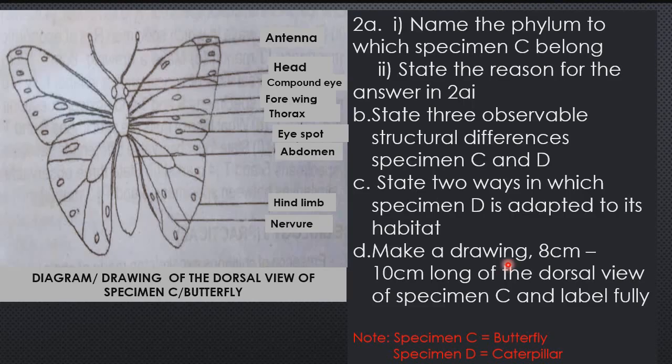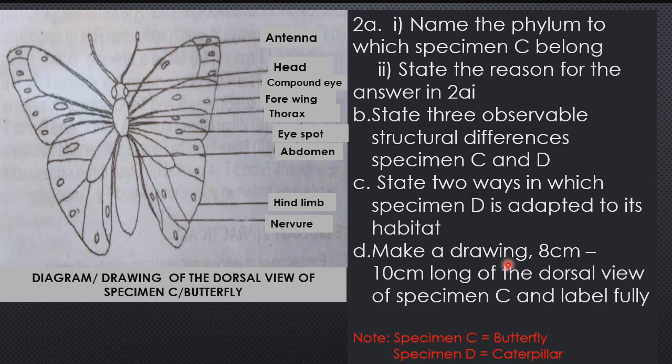Okay, the number 2 question. The first one said, name the phylum to which specimen C belongs. Note here that specimen C is butterfly and specimen D is caterpillar. What phylum do they belong to? Many students were able to get this, while some students were writing class as a phylum. They were writing Insecta. You're supposed to know that the phylum that butterfly belongs to is what we call Arthropoda. And your spelling must be correct for you to get your mark.